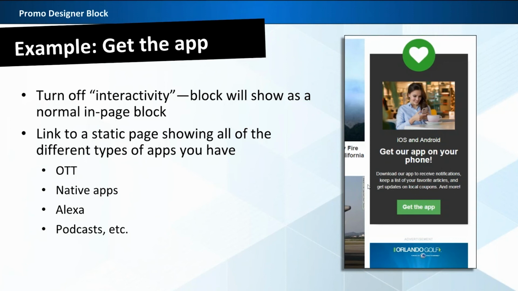But this is kind of an example where I built a little promo block that you could use to promote an iOS and a Google Android app, and then when you click on the page, you could go to a page that just shows the different types of apps that you have. If you have Alexa integration, if you have an OTT product, you can have that all kind of listed on those pages and have different ways that the users can sign up for or be aware of those different programs. So that's a really great example.